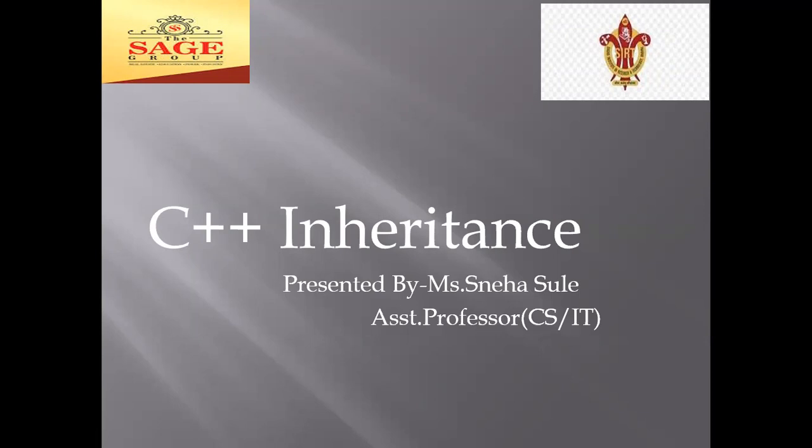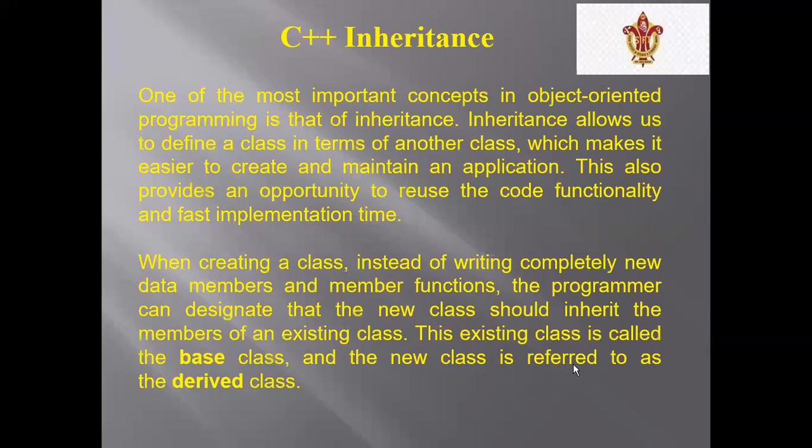So let's start our inheritance concept. So yes, C++ inheritance means what? It is one of the most important concepts in object-oriented programming. So what is inheritance? Inheritance is the concept which allows us to define a class in terms of another class, which makes it easier to create and maintain an application. This also provides an opportunity to reuse the code functionality and fast implementation time.